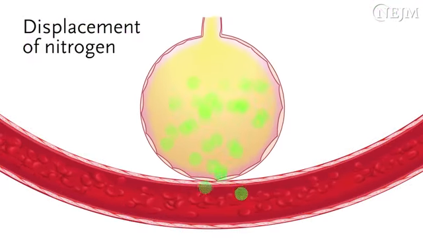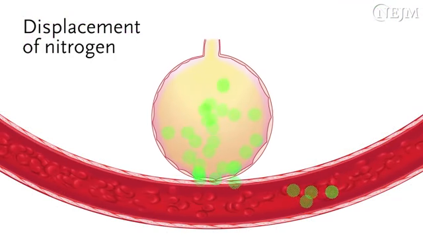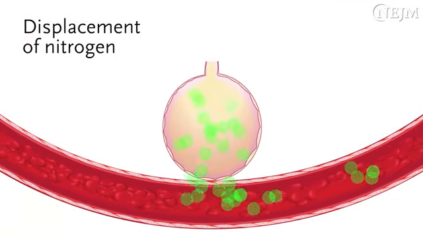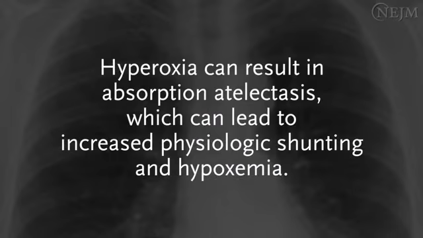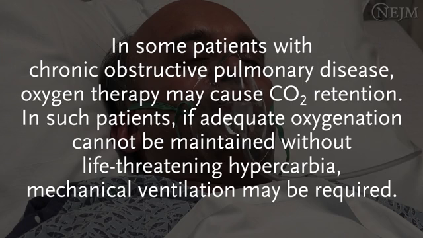A high concentration of oxygen displaces nitrogen in the alveoli, and the oxygen in the alveoli may be absorbed, reducing the alveolar volume. Hyperoxia can result in absorption atelectasis, which can lead to increased physiologic shunting and hypoxemia. In some patients with chronic obstructive pulmonary disease, oxygen therapy may cause carbon dioxide retention. In such patients, if adequate oxygenation cannot be maintained without life-threatening hypercarbia, mechanical ventilation may be required.